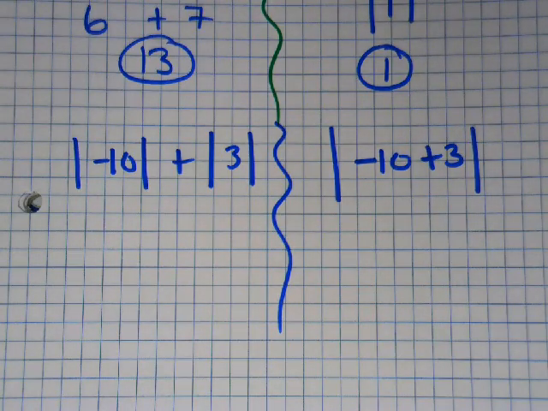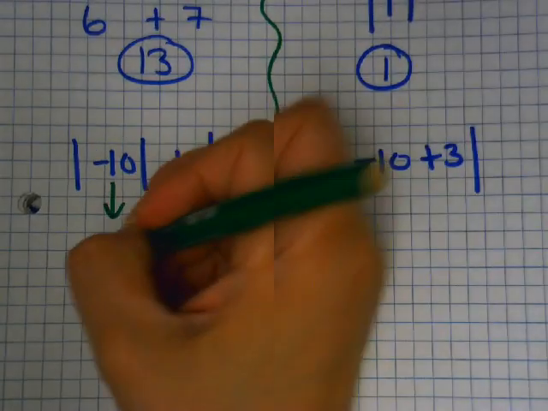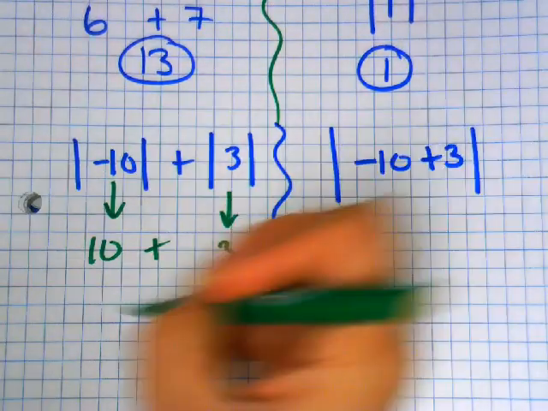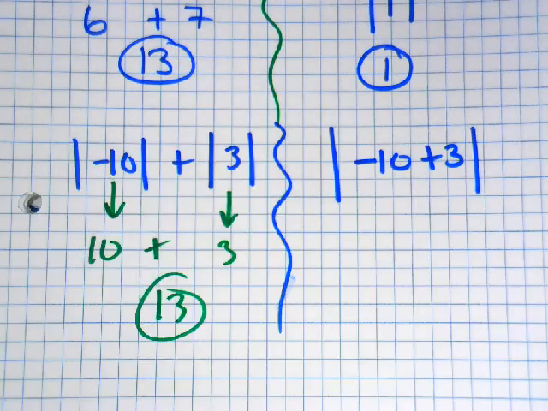Okay, drop them down. What's the absolute value of negative 10? 10. Plus absolute value of 3? 3. So you have 10 plus 3. 13. Okay, so let me write that down. 10 plus 3, 13, I'm done, right?